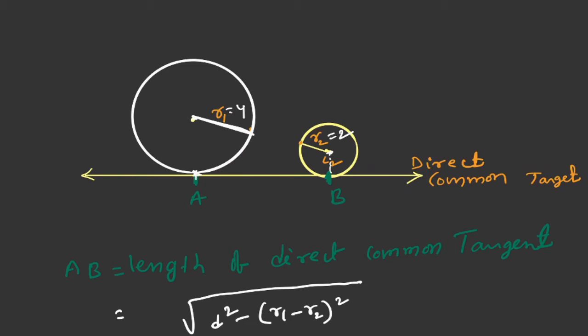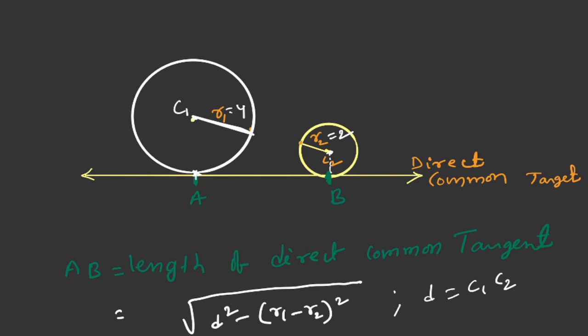Many of us know the formula of the direct common tangent: under root of d square minus (r1 minus r2) whole square. And here d is the distance between the centers C1 and C2. Every one of us knows this. Don't worry, if you don't know this, I want to give you complete clarity in the concepts, and later we can move to discuss this blink of an eye question.